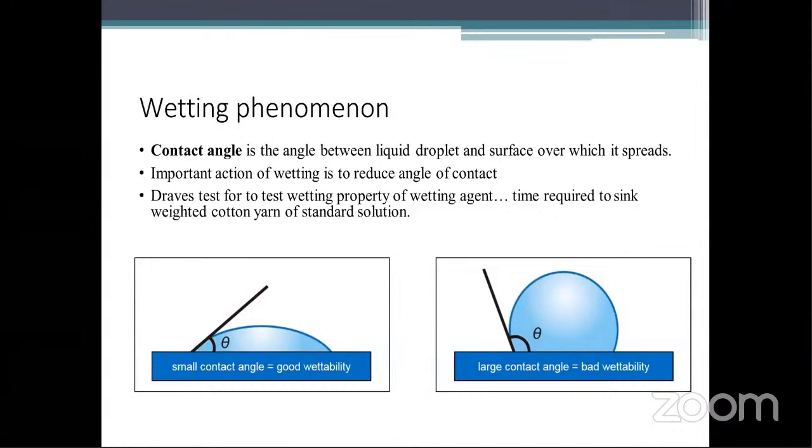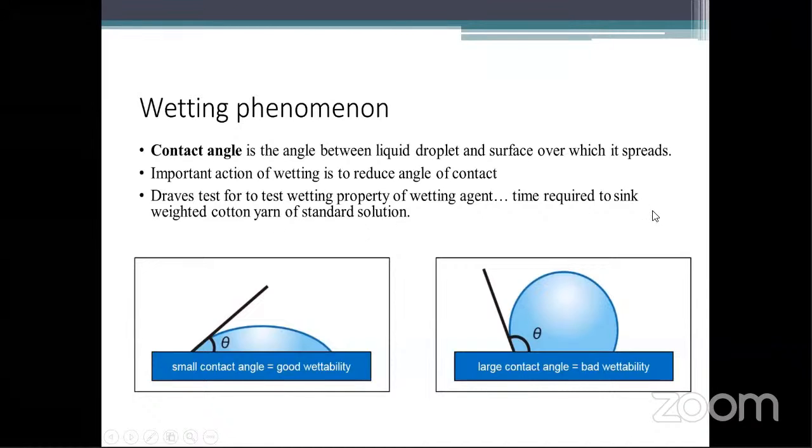Okay, now another test is there to test the wetting property of wetting agent. What I told, wetting property of wetting agent. One test that may be done to test the wetting property of wetting agent, that test is known as Draize test. Sometime in GPAT that may be asked. So what is the meaning of Draize test? Draize test is used to see the wetting property of wetting agent. The time required to sink weighted cotton yarn of standard solution.